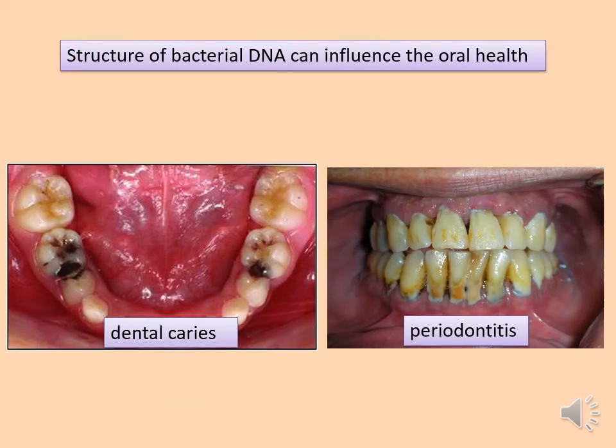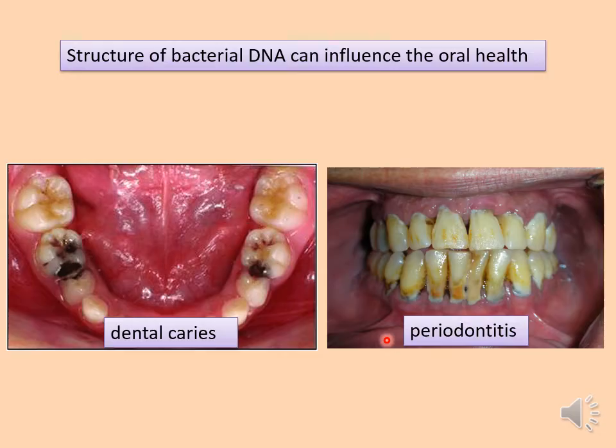It's not only the structure of human DNA, but also the structure of bacterial DNA that can influence our oral health. These are the two most common oral diseases, dental caries and periodontitis. In the case of dental caries, the cariogenic bacteria produce acids and dissolve our teeth. And their DNA determines the structure and function of their acid-producing enzymes.